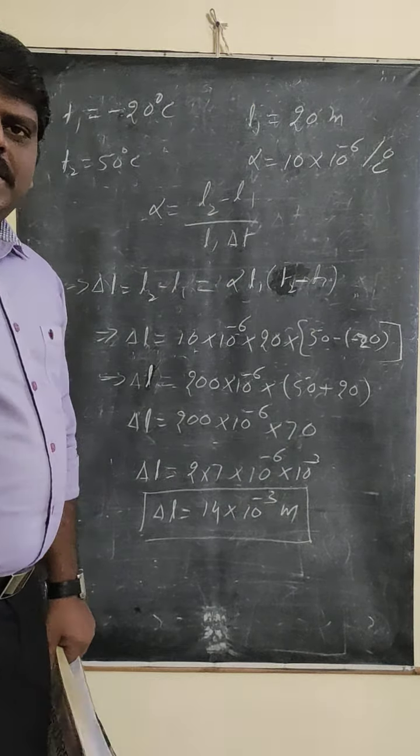Then only, when the temperature increases, there will be no damage to the roads. I think most of you are thinking about the flyovers. When you travel on flyovers, you will find that there is a gap between the two concrete slabs in the flyover. Okay, what is the reason for that? The reason is the same: the coefficient of linear expansion.